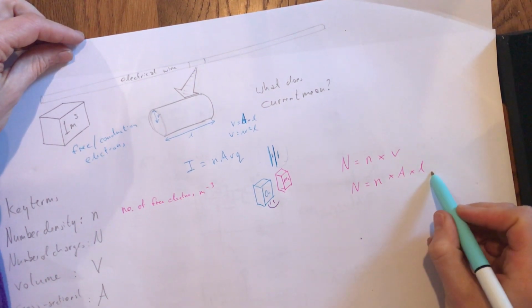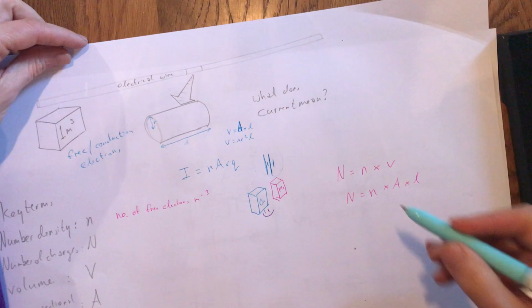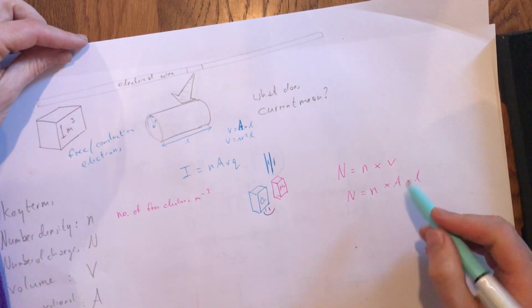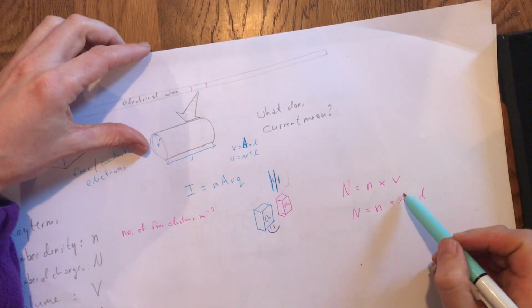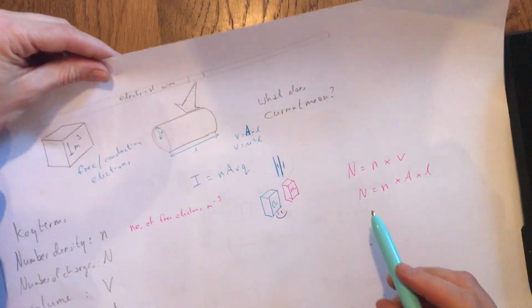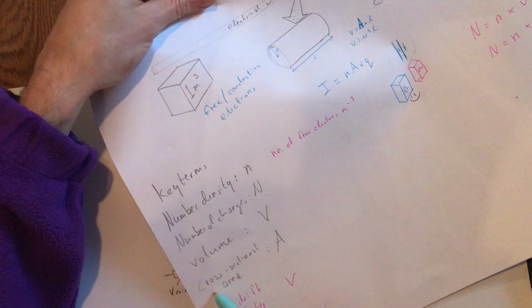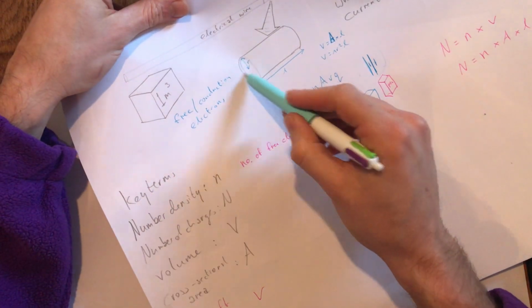Depends how we want to use the units, depends what units we're interested in, and also depends on what changes we're interested in. If we look at this in terms of changes of density, in terms of changes of the cross-sectional area of the wire, so that cross-sectional area being this area here.